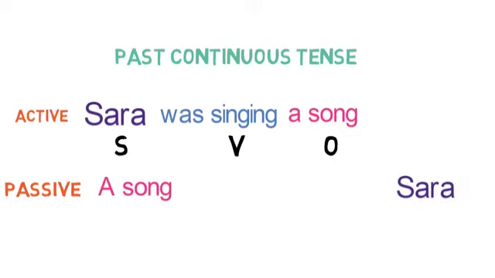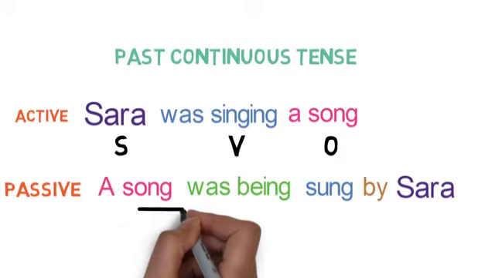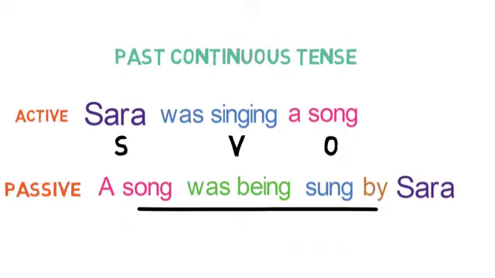Converting the main verb to third form, it will be sung. Next, adding a suitable helping verb of to be, it will be was being. Lastly, we added a by to make the sentence complete. So the whole sentence is, a song was being sung by Sarah.